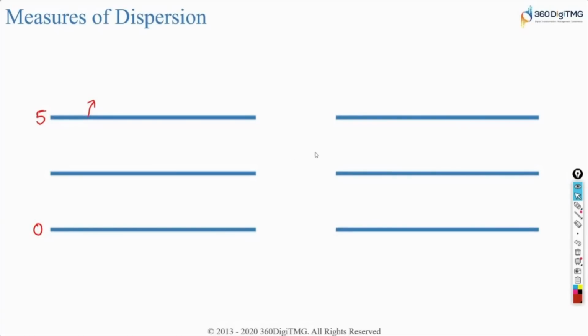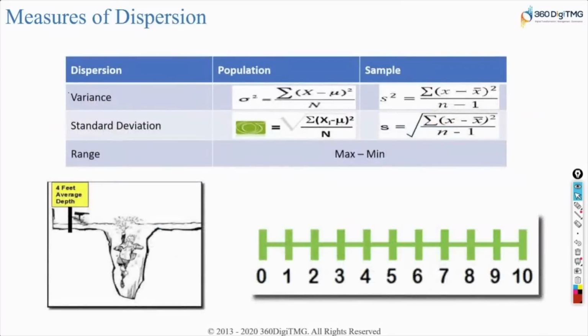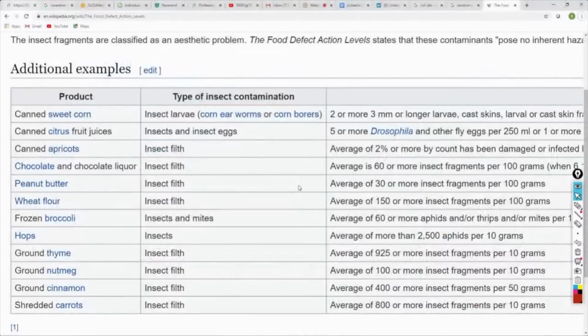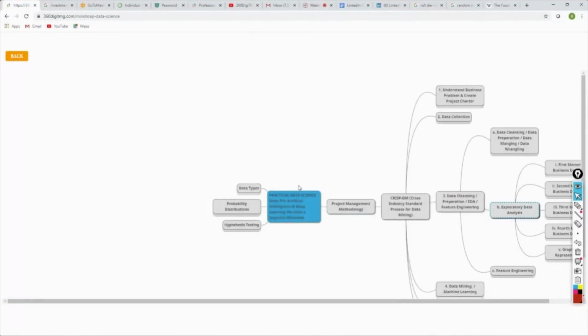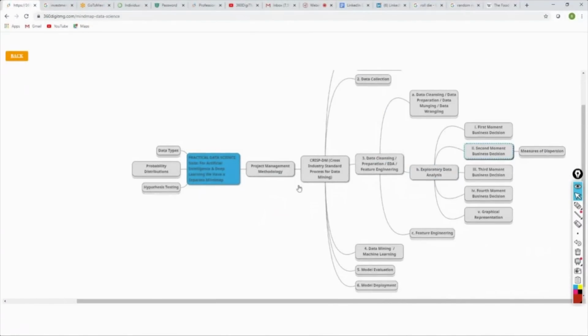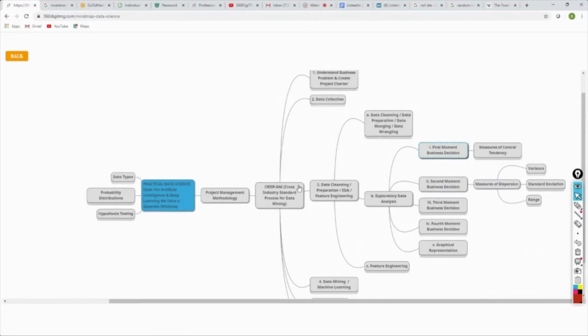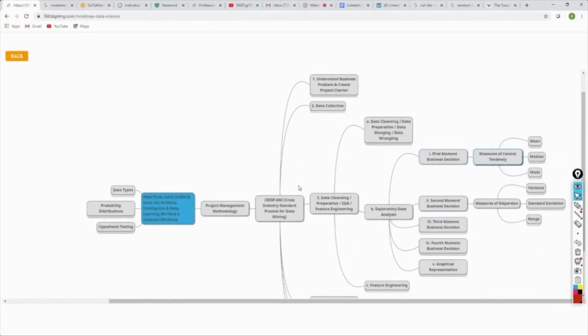All right. Now, what are these measures of dispersion? There are three, my dear friends: variance, standard deviation, and range. We will discuss these three. In exploratory data analysis, you have the second moment business decision. Primary, we already discussed mean, median, and mode. The second moment business decision, which is also called measures of dispersion, has three: variance, standard deviation, and range.